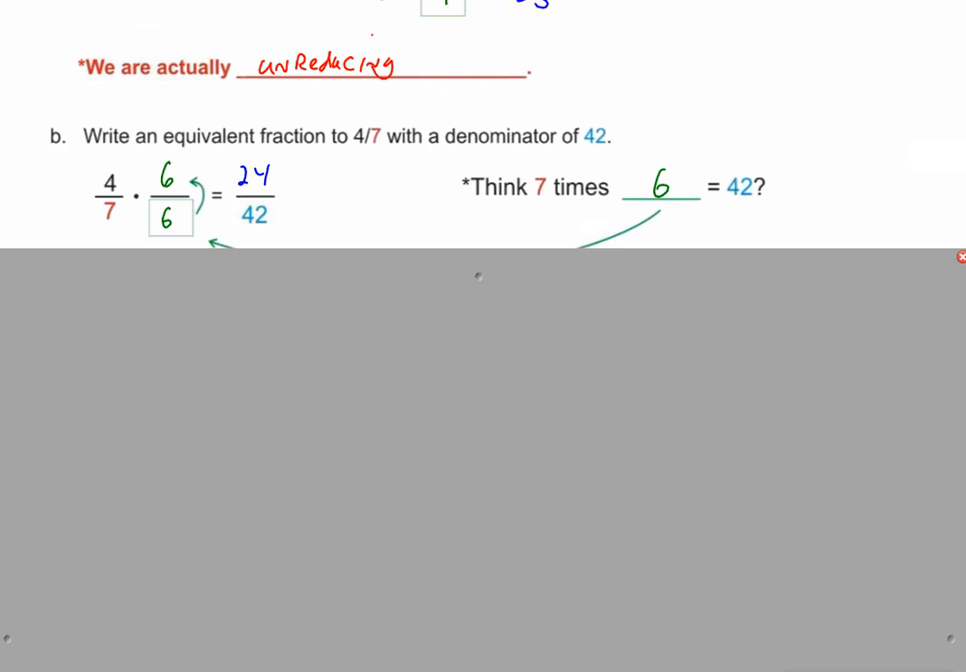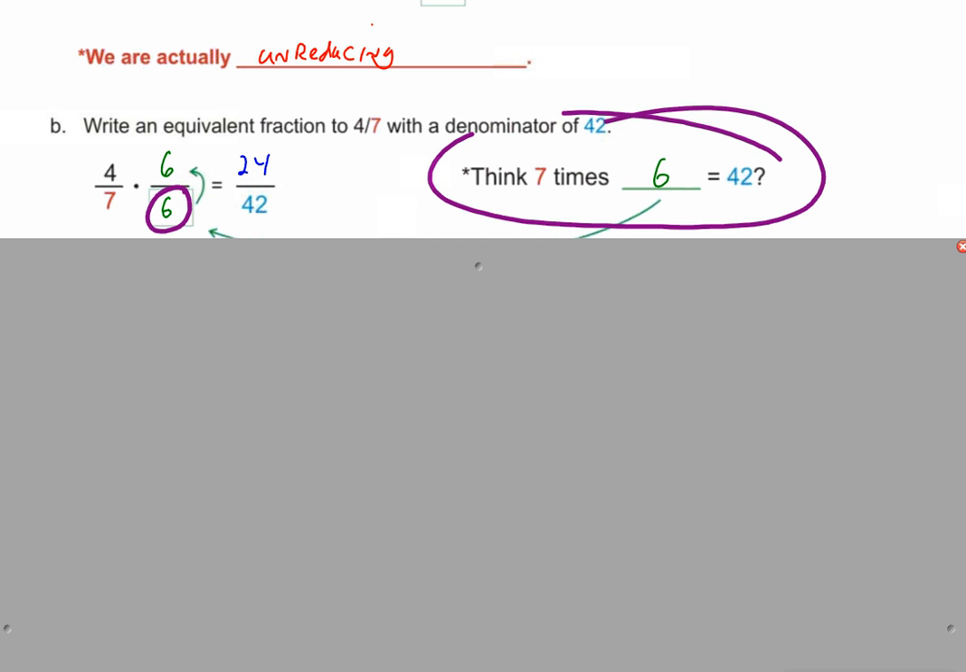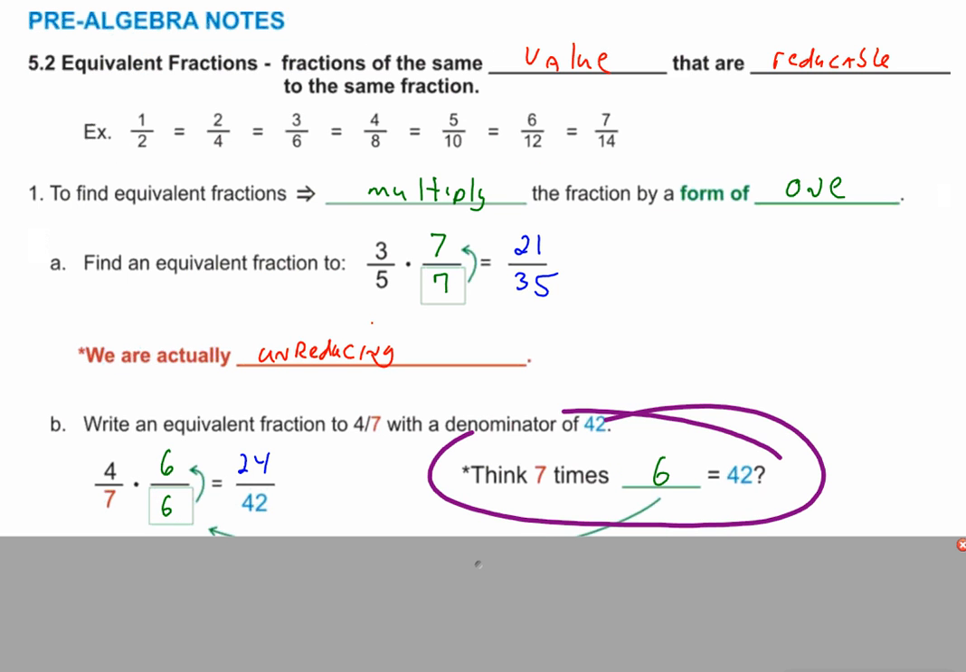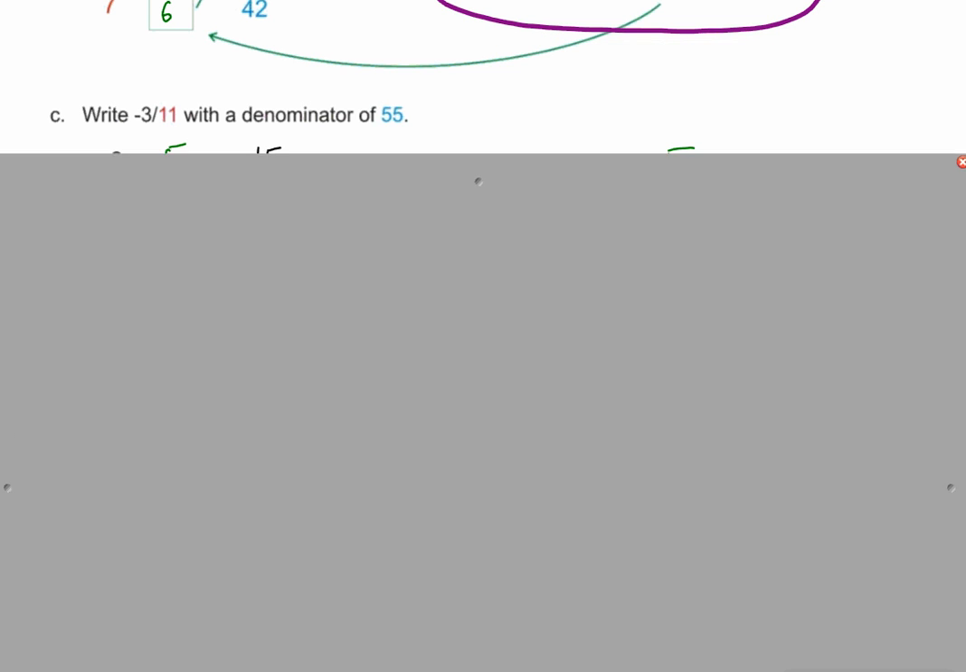Next thing we did was a problem like this. Let's write 4/7 as an equivalent fraction with the denominator 42. You want to think this. Because 7 times 6 is 42, we'll write that 6 first. Whatever we do to the bottom, do the same thing at the top. And we end up with 24 over 42.